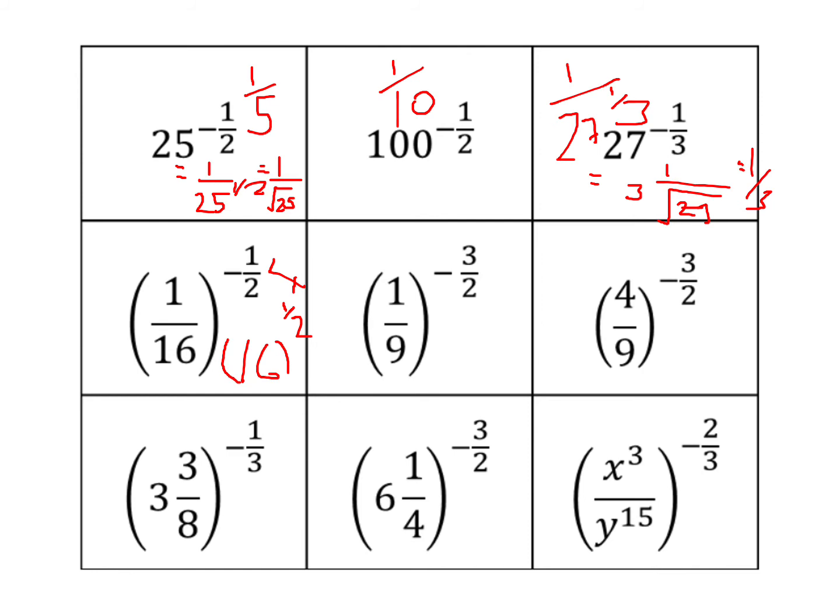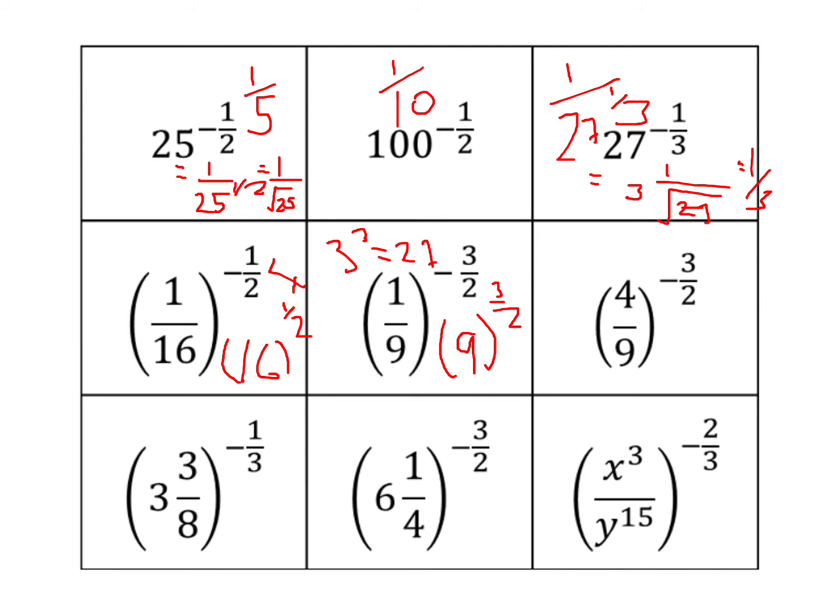Right, next one, 1/9 to the minus 3 over 2. Flipping it, so I get 9 over 1 to the 3 over 2. 9 over 1 is just 9, so it's 9 to the power of 3 over 2. So it's the square root of 9, and then I cube my answer. The square root of 9 is 3, and then when I cube it, I'm going to get 27.